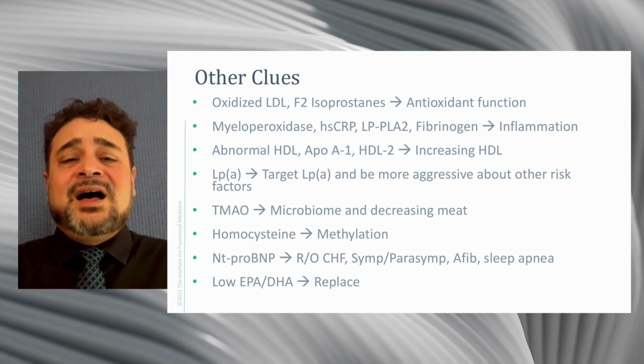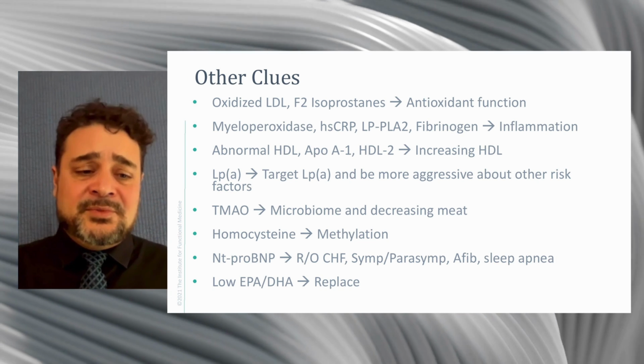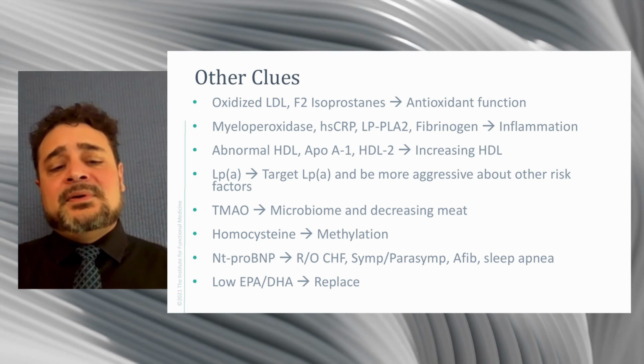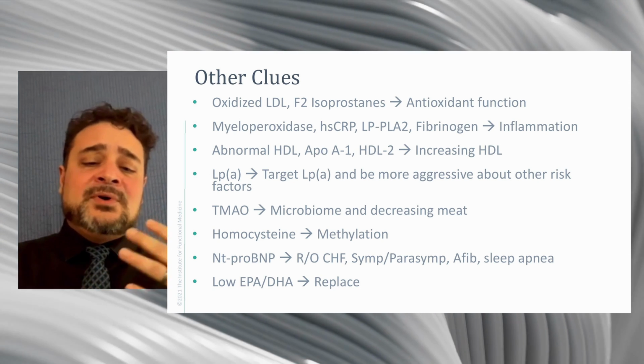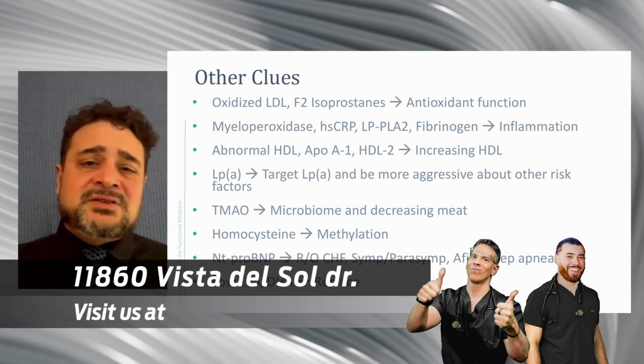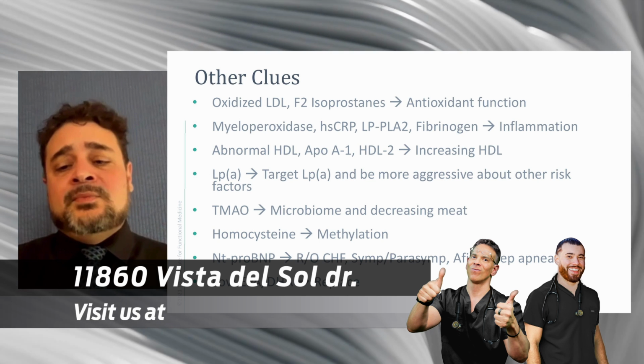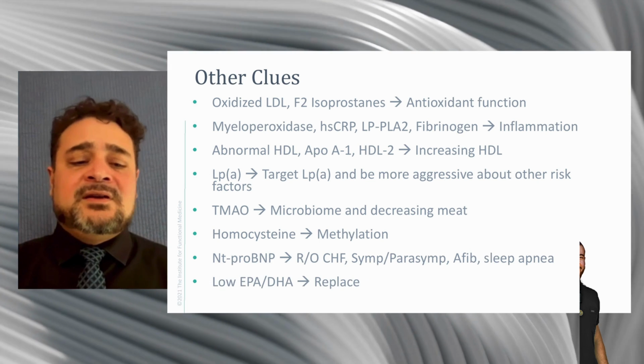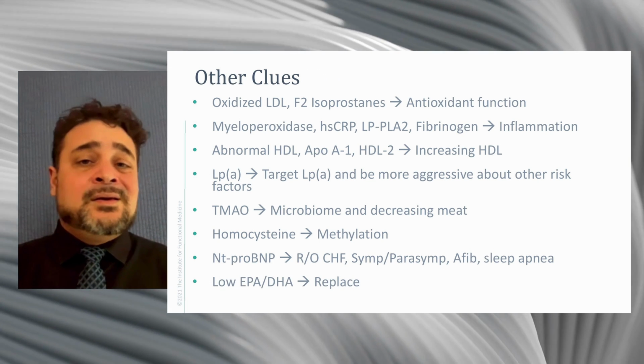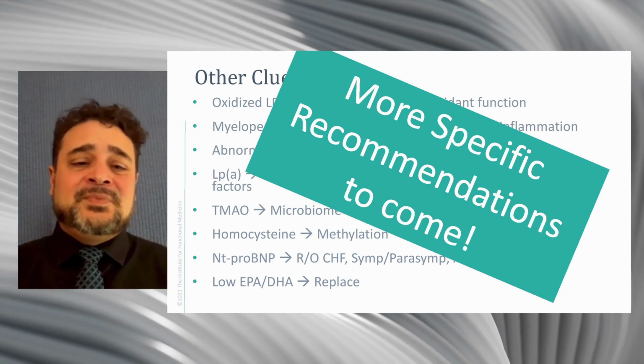If their homocysteine is high, I'm going to work on methylation and lowering the homocysteine. If their NT-proBNP is high, I'm going to rule out CHF. I'm going to work on sympathetic parasympathetic nervous system. I'm going to rule out atrial fib and sleep apnea. And if they have low EPA, DHA, replace it, get their levels up.